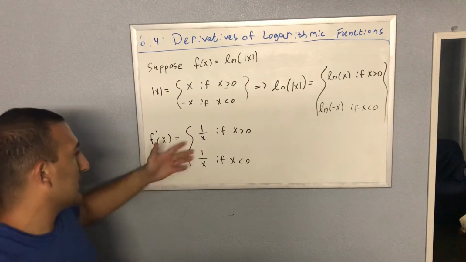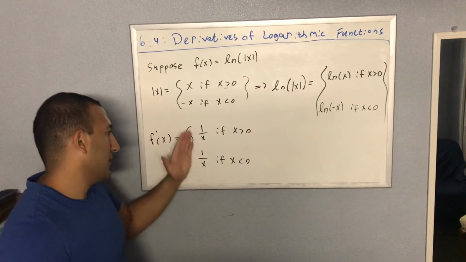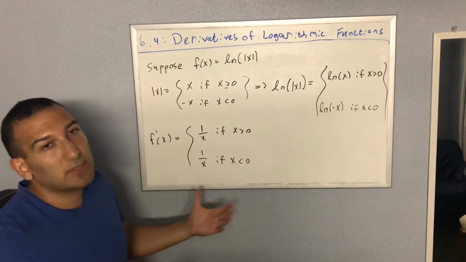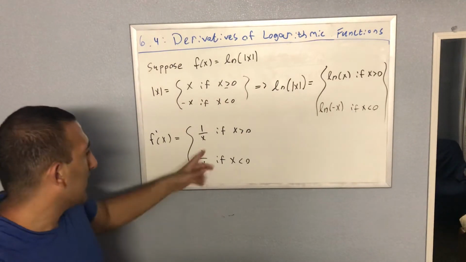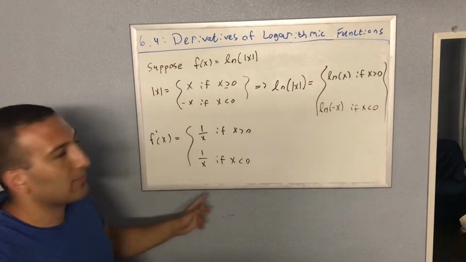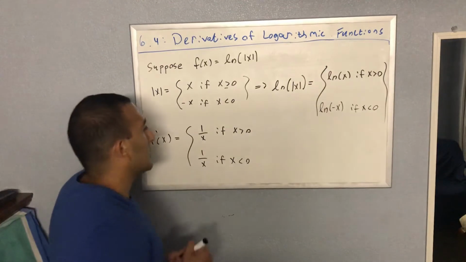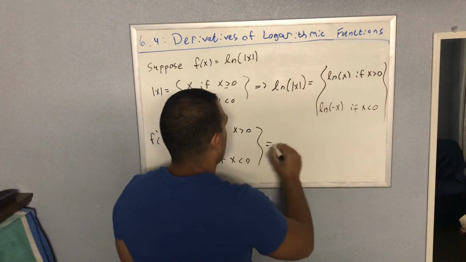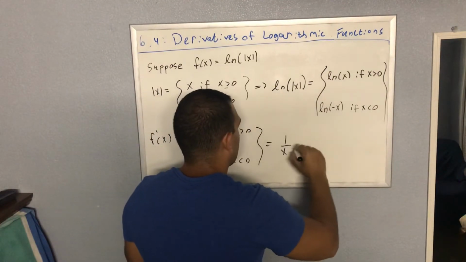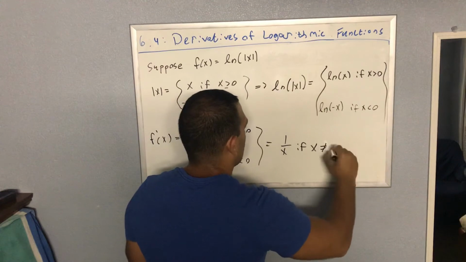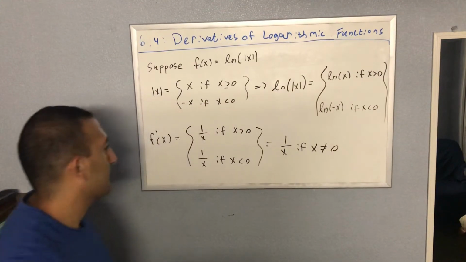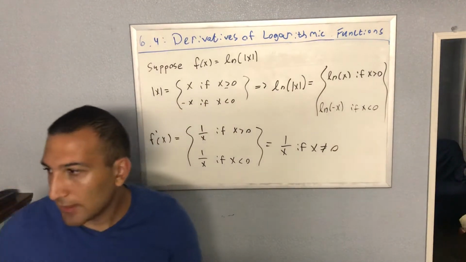And so this piecewise function, you don't need to write it as a piecewise function anymore, because it's not taking on two different forms. So now you can just compactly write this as 1 over x if x is not 0. That's the only number we didn't include. So that's pretty interesting.